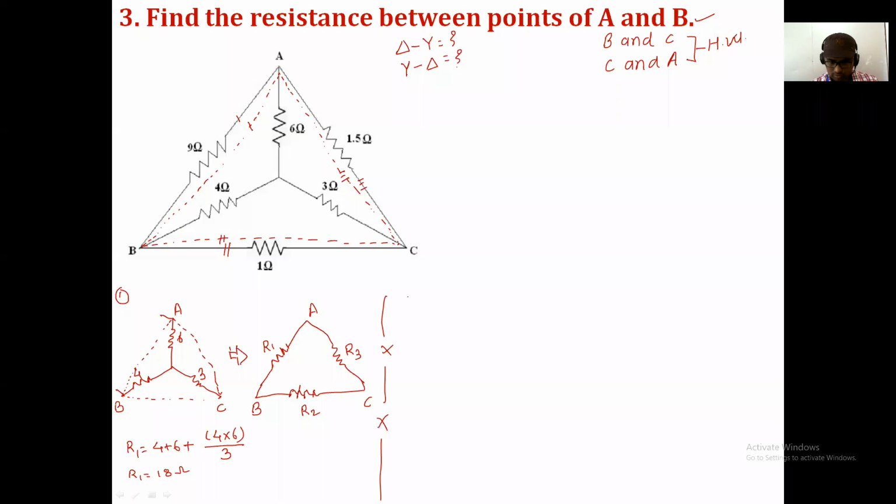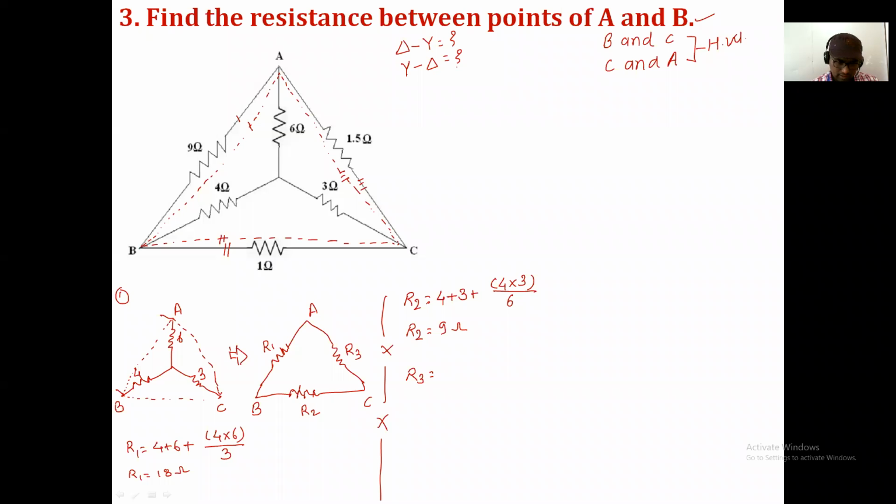We just try to calculate that R2. Now R2 is connected between which two terminals? Between B and C. Then which two resistances are there between B and C? 4 plus 3. Do the addition of these two resistances plus the product of the same two resistances divided by the third resistance, it's a 6. So R2 is equal to 9 ohm.